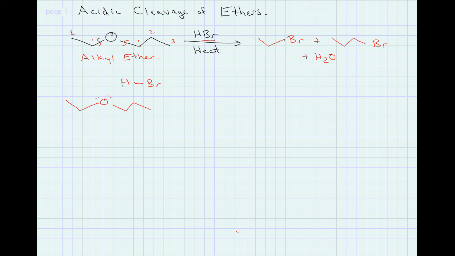So we have our strong acid, which is hydrobromic acid. What's going to happen is that's going to protonate the oxygen of our ether. So we're going to get a protonation on our ether. Now that it's protonated, either side could be a good leaving group. Because it's protonated, we could lose this ethanol or we could lose this propanol, either way.